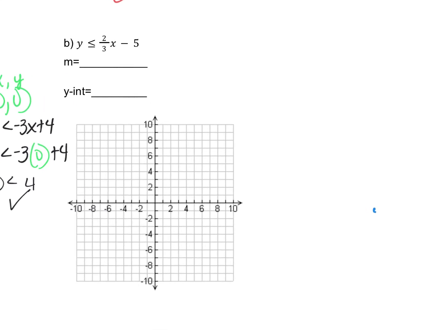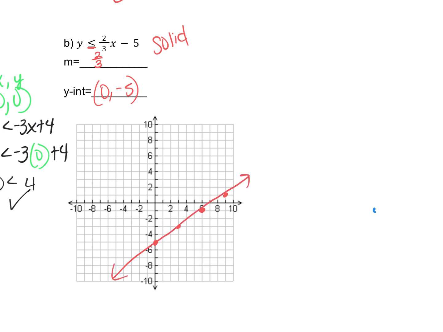Let's do another one. What is your slope? For this one, it's 2/3, right? And your y-intercept is at 0, -5. So start at -5 and then go up 2/3, up 2/3. Is this a solid or a dashed line? Well, there's that line underneath, so this would be a solid line. So it looks like that.